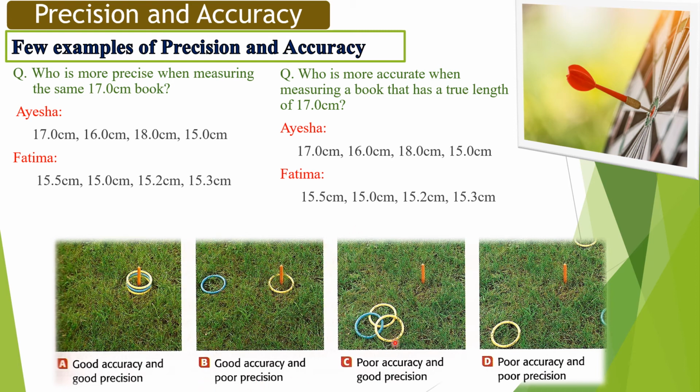In figure C, you can see that rings are away from the targeted pin but they are closer to each other. That's why there is poor accuracy and good precision. And finally, in figure D, you can see that rings are away from each other and they are far from the targeted pin. That's why there is poor accuracy and poor precision. These rings show the measured values of the experiment and the targeted pin is showing the accurate or true value of the experiment.